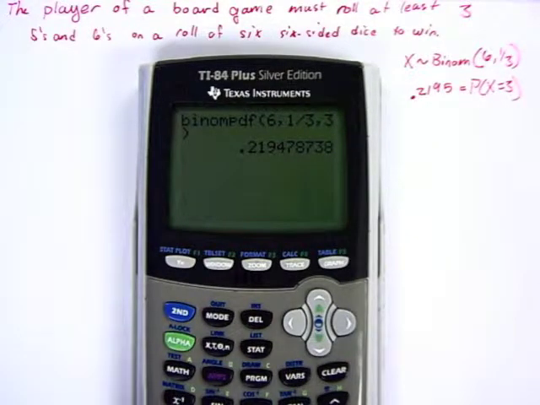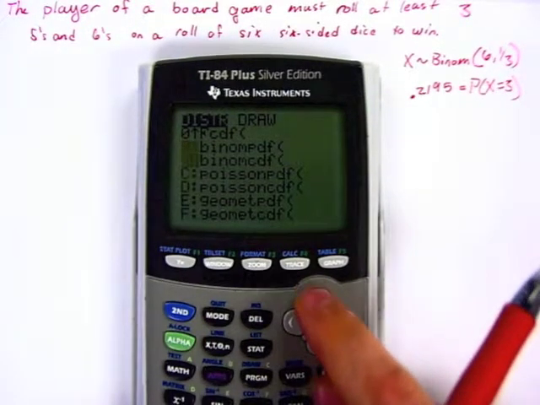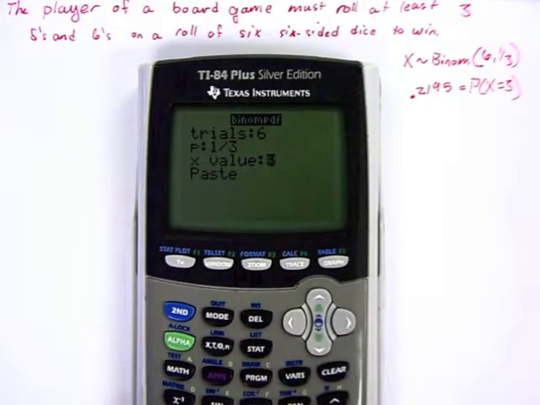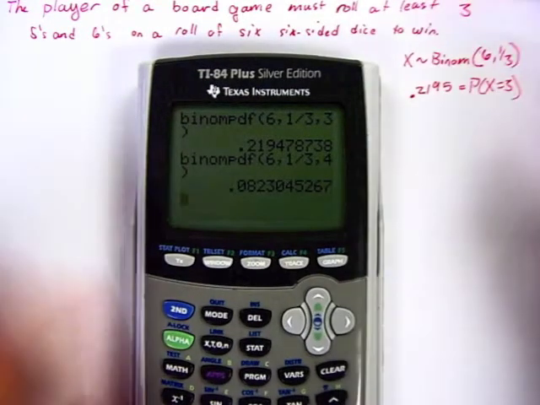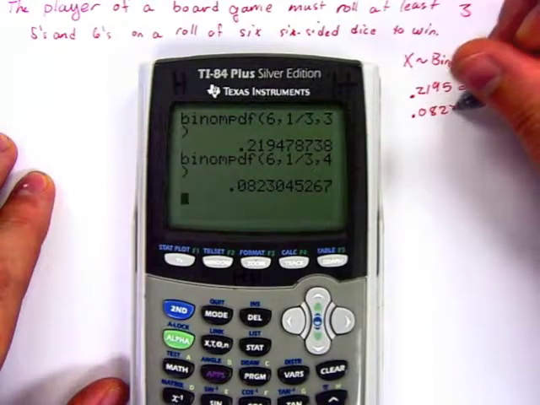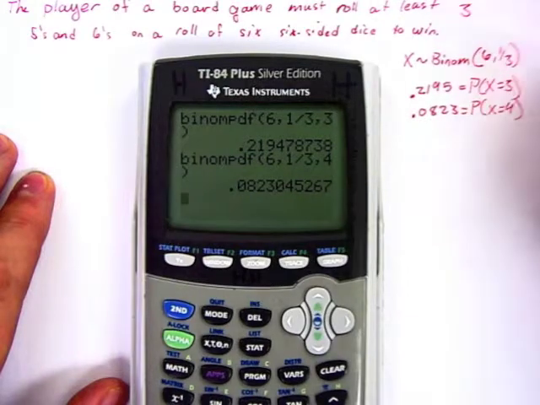Of course, 3 is not the only way that we can win this. We can also win by having 4 successes on our sequence of 6 dice. So we go back into our distribution menu, go back to binomial PDF, and all we need to do is change this X value to be a 4. And that gives us 0.0823, which is equal to the probability that X is equal to 4.